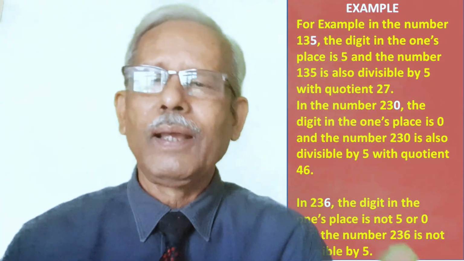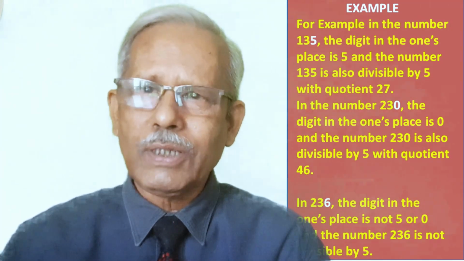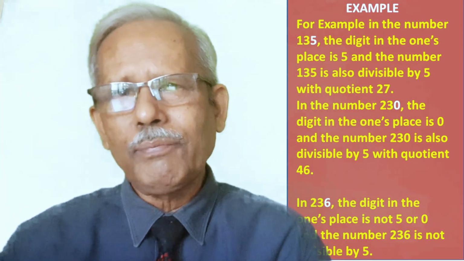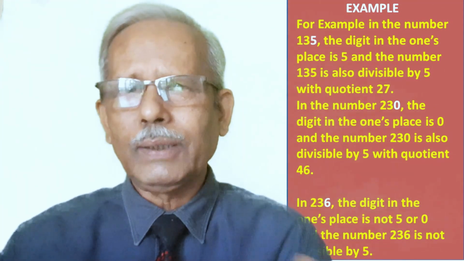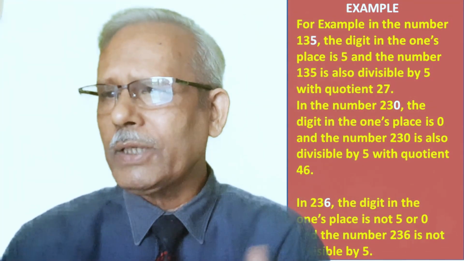Take for example the number 135. The digit in the ones place is 5, which is divisible by 5, and you will find that 135 is also divisible by 5 with a quotient of 27.